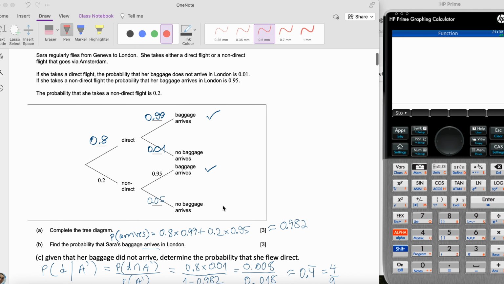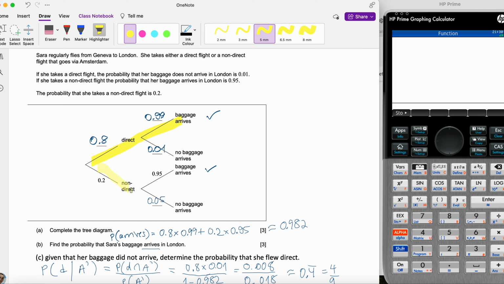Okay. So for part B, find the probability that Sarah's baggage arrives in London. So if you remember, there are 2 ways that it can arrive, right? Either it can arrive direct or it can arrive non-direct. And so when you go, you just multiply across the tree diagram. So you have this, or you have non-direct and still arrives, okay? And so this is going to be your final answer.